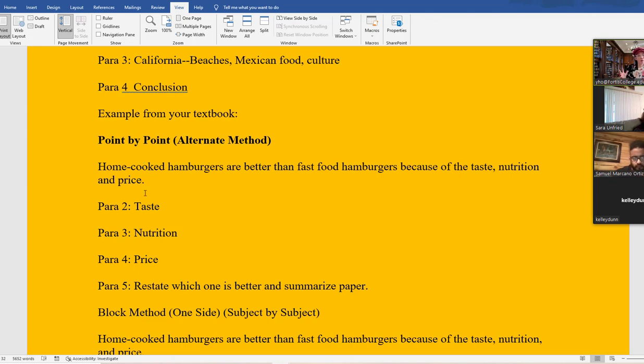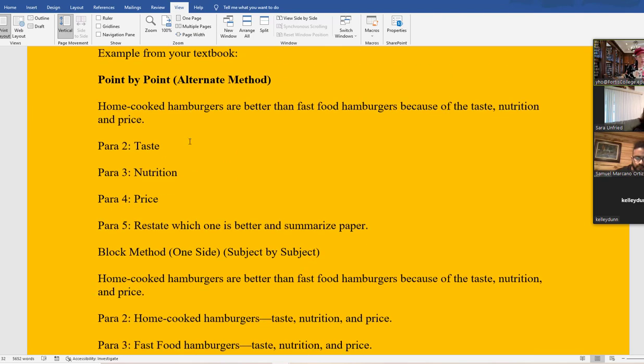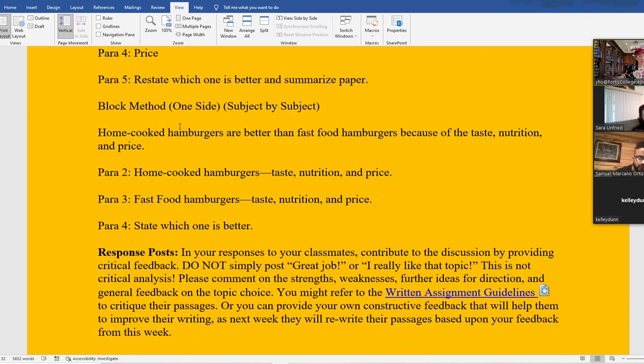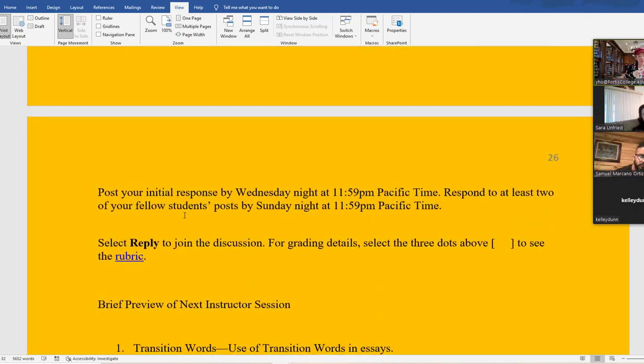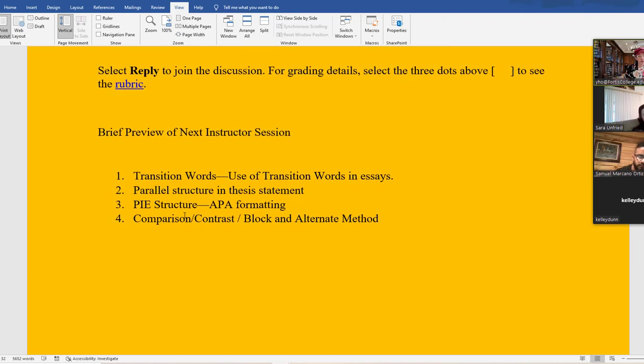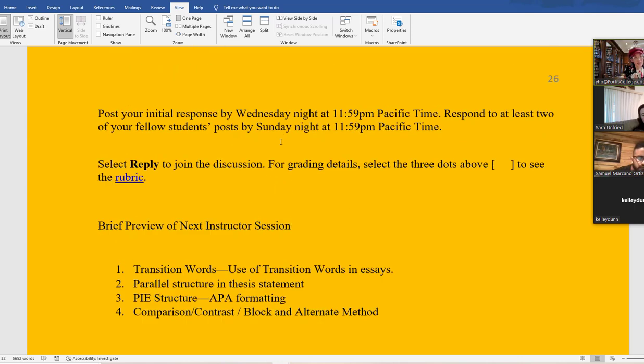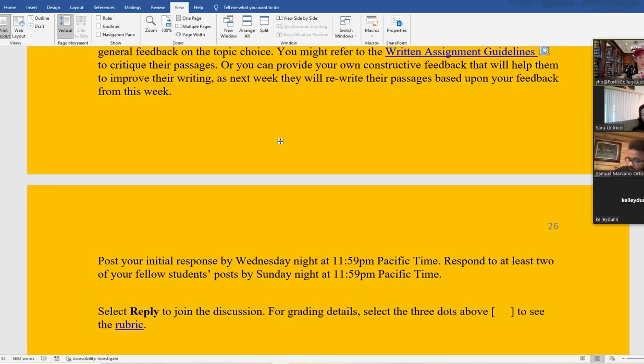And so this is from your textbook. Home-cooked hamburgers are better than fast food burgers because of the taste, nutrition, and price. And so this becomes the alternate method. And then I think this is the block method. So I'll let you read through that. And that's also in your materials, and the next week, I'll be doing transition words. I think it's week 8 that I will be doing transition words. So this is out of date. And so for your next one, week 7. Well, anyway, that's the end of this particular section.